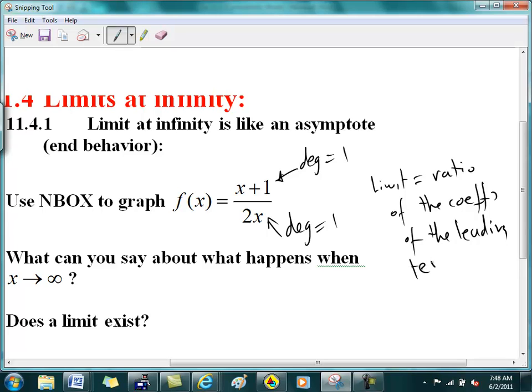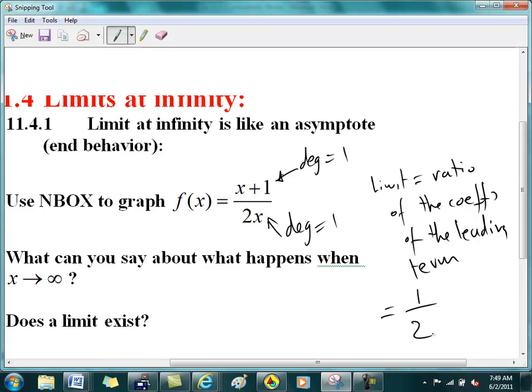I'm assuming you understand what leading term means, right? A polynomial written starting out with the highest power. Okay. So what's the leading coefficient for the numerator? 1 coefficient. And denominator? All right, you guys got that? All right, and you can even see it graphically on your graphing calculator.